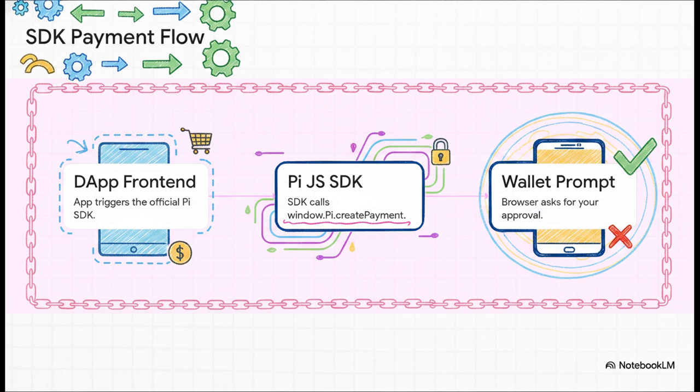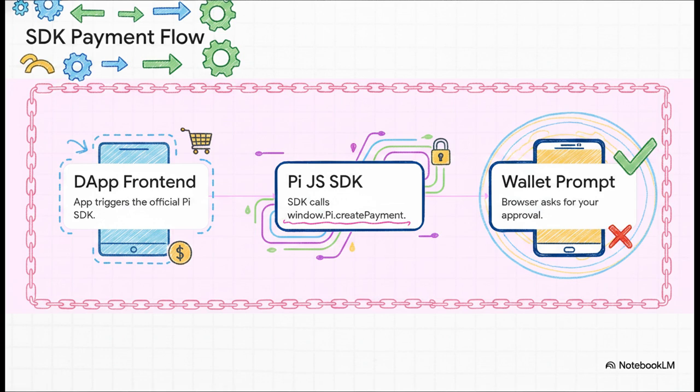Step 1 is the dApp front end. When you're buying goods or services in a decentralized app, you're interacting with this front end. But here's the kicker. The app doesn't just take your money. Instead, it triggers step 2, the official Pi JavaScript SDK. Specifically, it calls a function named window.pi.createPayment. This is the crucial bridge.